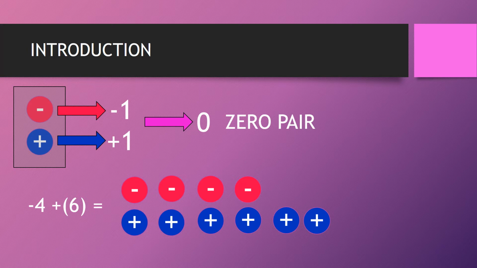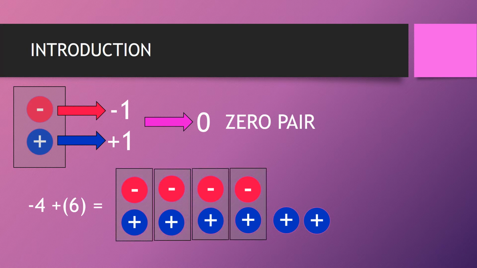You see here in this situation, I have 4 zero pairs, and the value of these zero pairs is 0. Now you have 1, 2, 3, 4 zero pairs. But at the end, I have 2 positive circles.